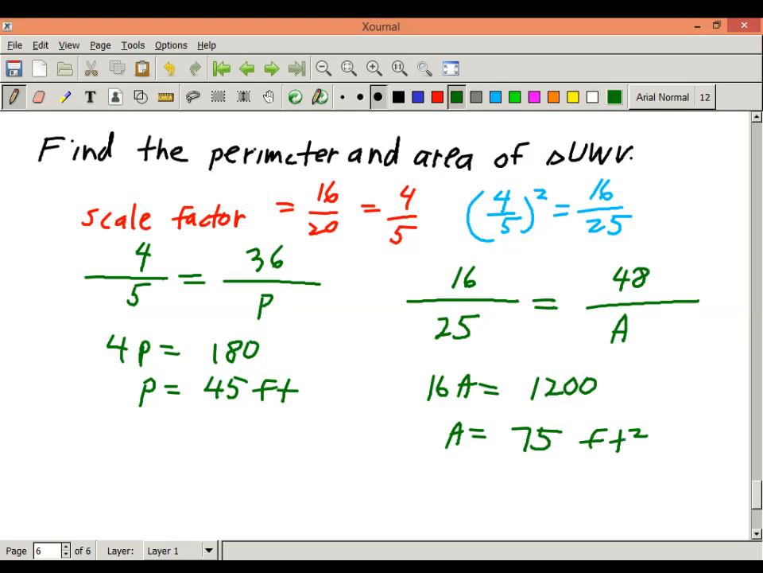Okay, so there you have it. So just to kind of recap what we did in this last lesson in this unit: we showed a couple examples of using proportions to solve word problems. And then very importantly, we saw the connection between the scale factor of two similar polygons, which is going to be the same as the ratio of their perimeters, but the square of the scale factor of the two similar polygons is going to be equal to the ratio of the areas of the similar figures.